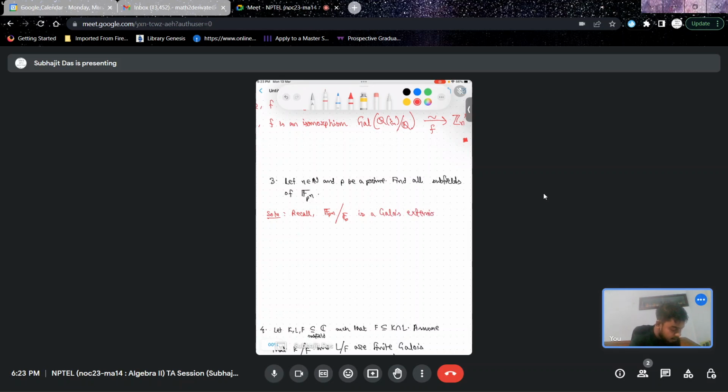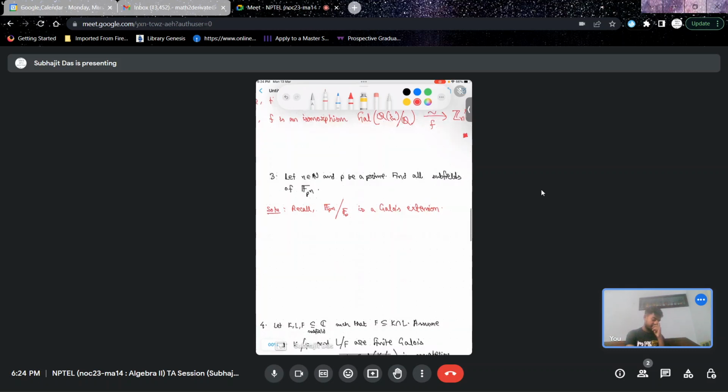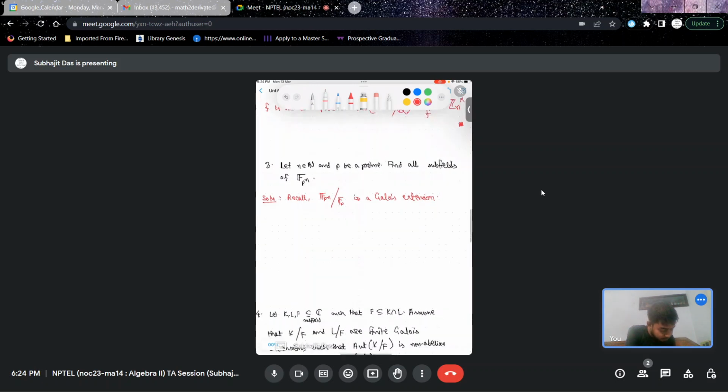Why is this a Galois extension? Because if we consider F_p and the polynomial x to the power p^n minus x, then using the formal derivative test, you can check that this polynomial in F_p[x] is a separable polynomial, and F_{p^n} is a splitting field of this separable polynomial over F_p. Which means that F_{p^n} over F_p is a Galois extension. And what is the Galois group of this extension? Also recall, this is what you have covered previously, that the Galois group of the extension F_{p^n} over F_p is isomorphic to Z_n.